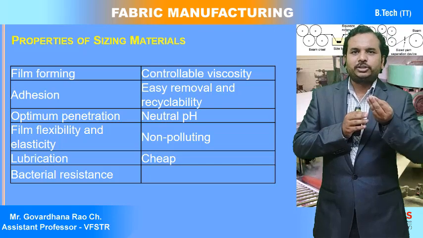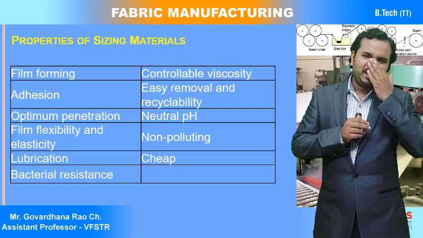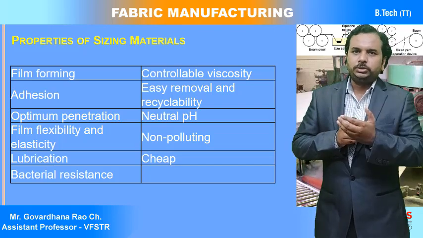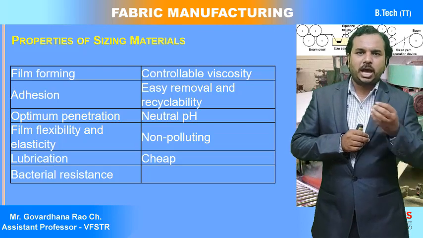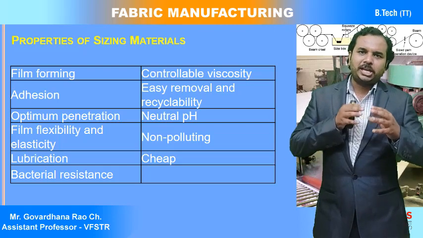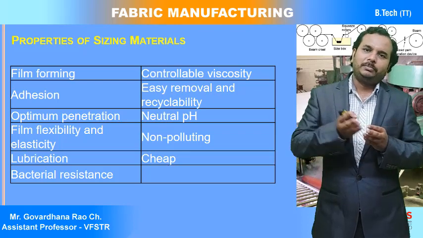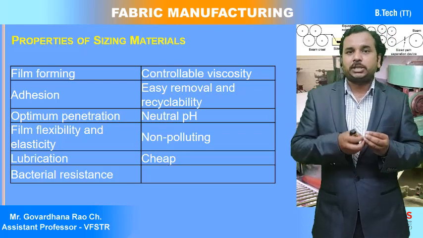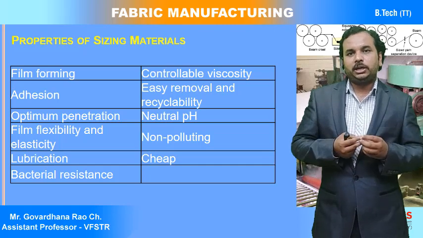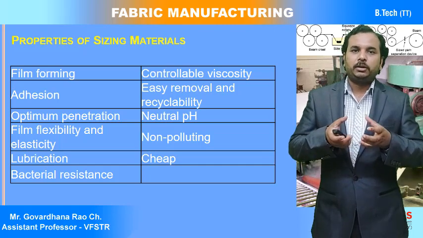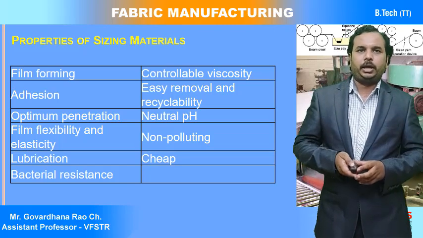So in the structure of yarn, as I told earlier, there are 42,000 fibers present in the yarn cross section. So the size paste should be penetrated optimally, so that the adhesion in between the fibers takes place, so that the yarn gets more strength than the parent yarn.